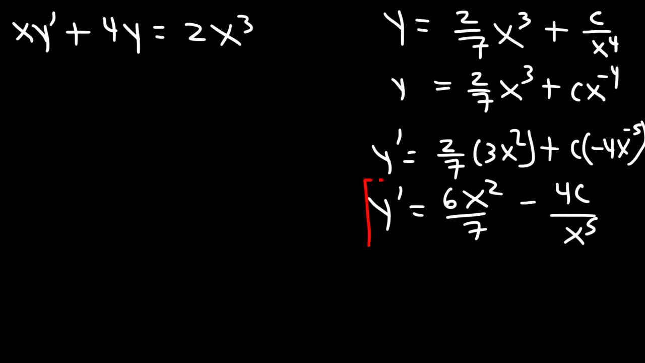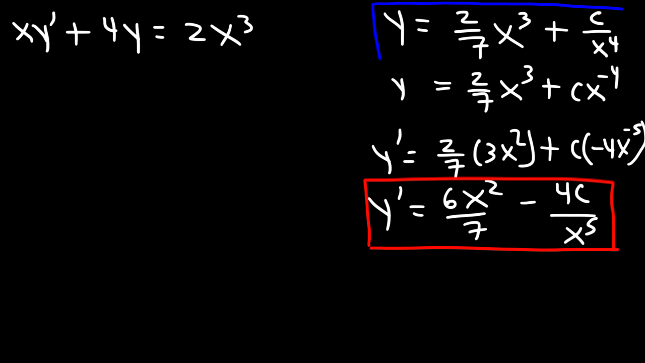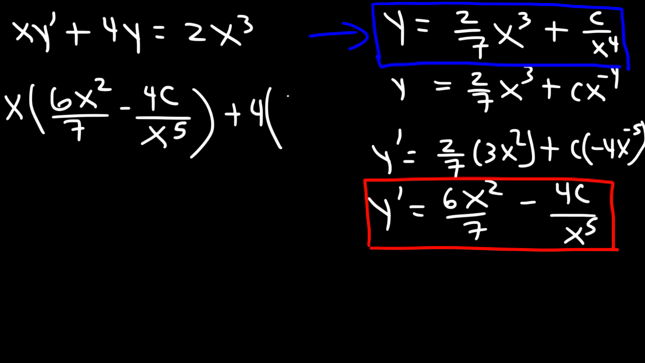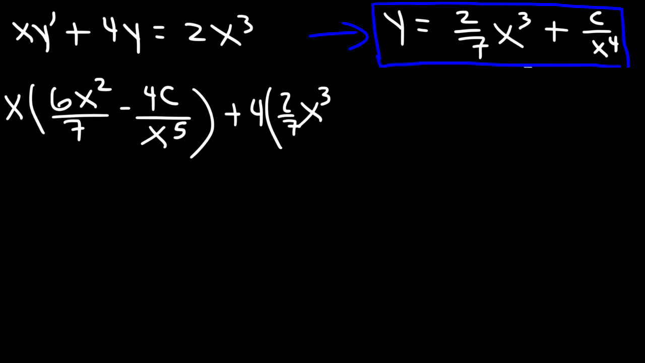So let's go ahead and plug in y prime, and at the same time, let's plug in y to see if we do indeed have the solution to this differential equation. So it's going to be x times 6x squared divided by 7 minus 4c divided by x to the 5th power, and then plus 4y, so 4 times 2 over 7 x cubed, plus c divided by x to the 4th, and all of that should equal 2x cubed.